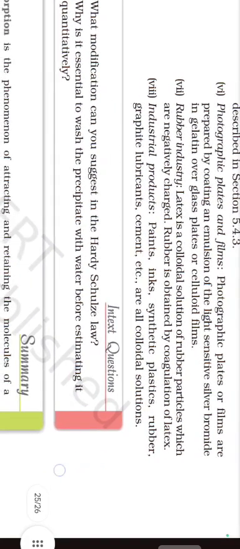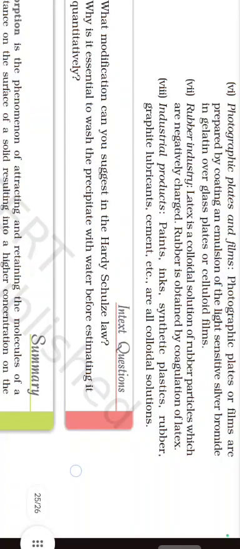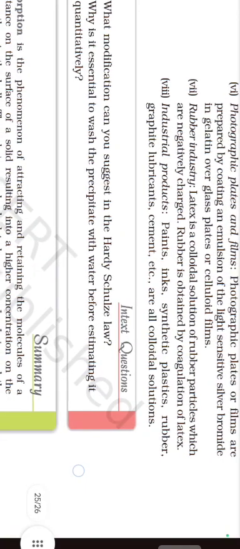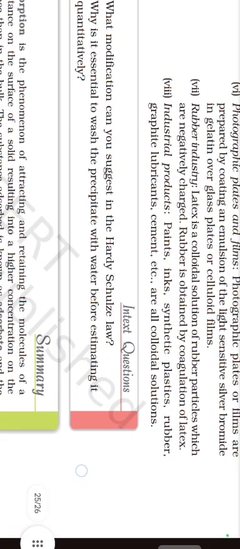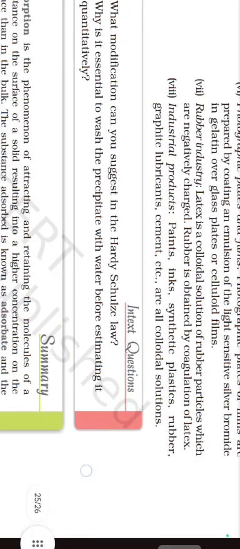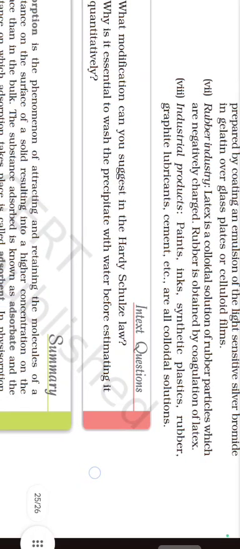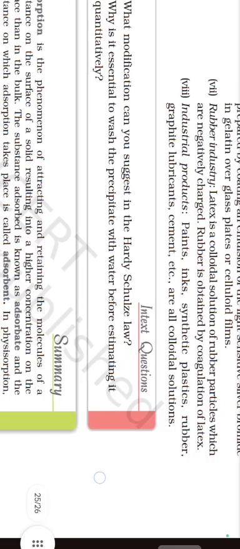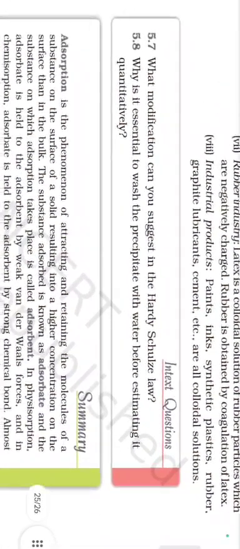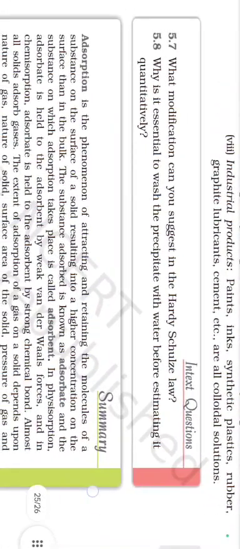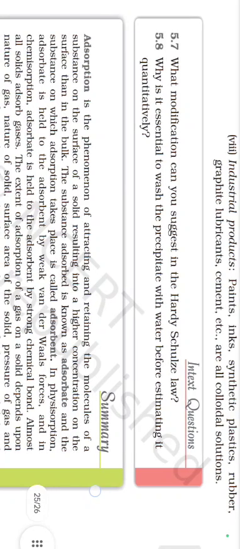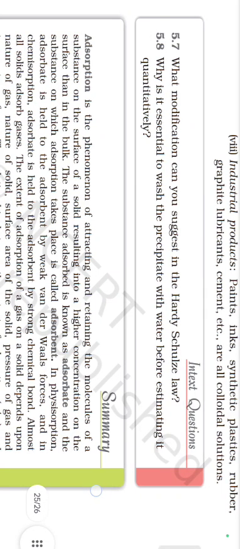Latex is colloidal solution of rubber particles which are negatively charged. Rubber is so obtained by coagulation of latex. Eighth, industrial products: paints, inks, synthetic plastics, rubber, graphite, lubricants, cement, etc. all are colloidal solutions. In-text question 5.7: What modification can you suggest in the Hardy-Schulze law?